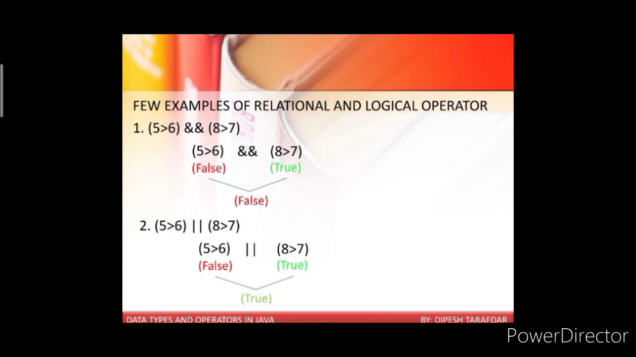In the second example, 5 greater than 6 or 8 greater than 7, we have taken the same example but using the OR operator. Now in this case what happens, even though the first expression is false, the second expression is true, so the result is true. So OR says if either of the expressions is true, the result would be true, and AND says only when both the expressions are true, the result would be true.